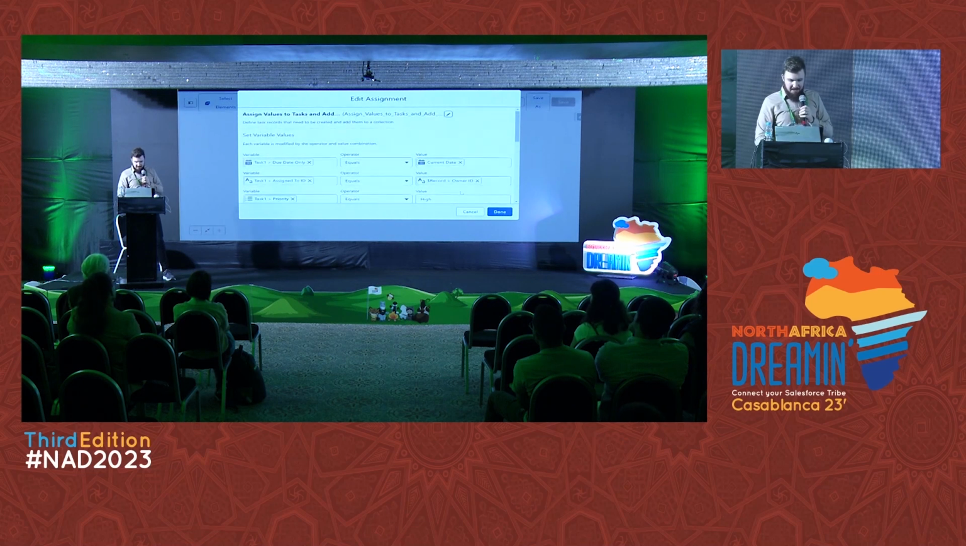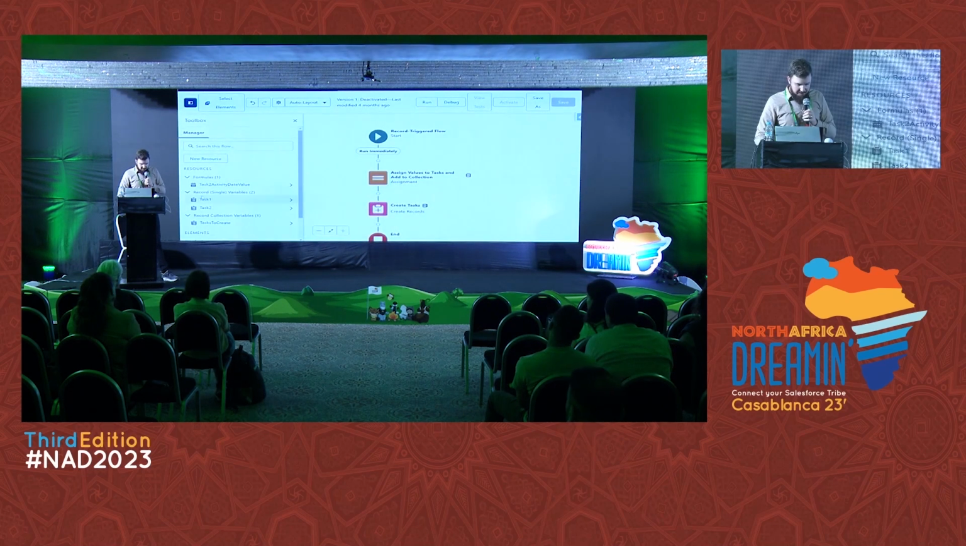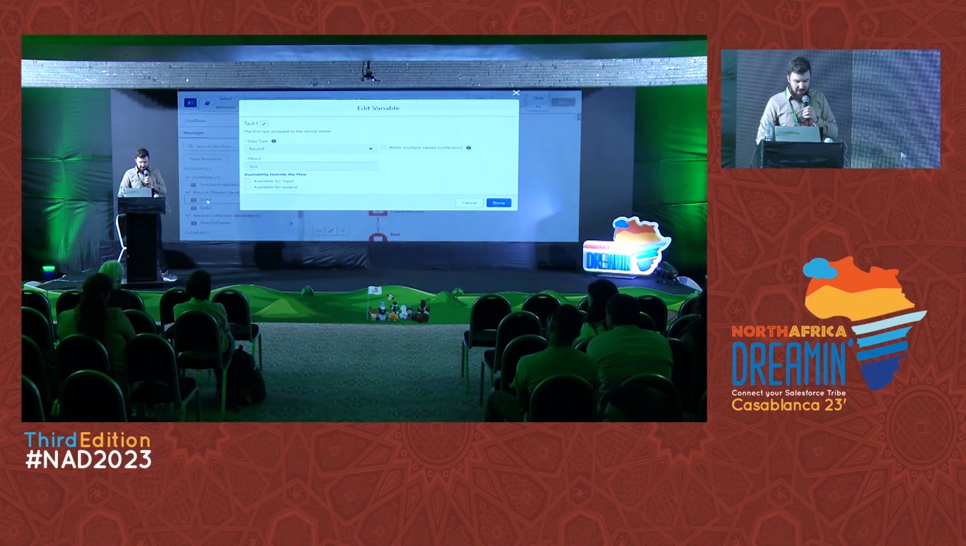So what I'm doing is I'm going to be working with record variables and also collections in order to satisfy this. I've set up 2 record variables which will store all the values I want for the 2 task records I'm creating. So here's task 1 and task 2. They're exactly the same. They're record data types. You choose the object, in this case, task.